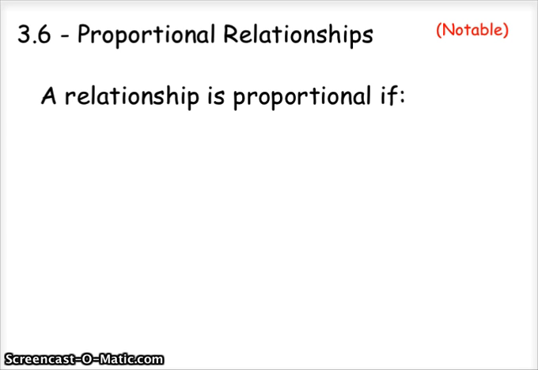Lesson 3.6, we want to look at what a proportional relationship is and how to determine if something is proportional. So first of all, our definition for proportional relationships. A relationship is proportional if it meets the following three criteria.